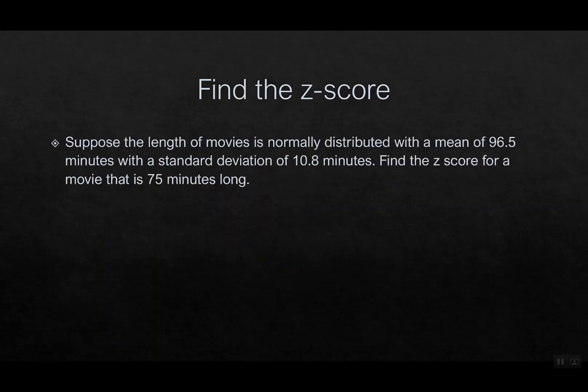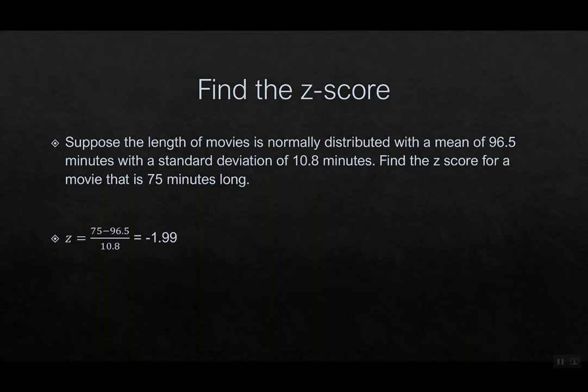Suppose the length of a movie is normally distributed with a mean of 96.5 minutes with a standard deviation of 10.8 minutes. Let's find the z-score for a movie that is 75 minutes long. At this point, I'd really like you to stop the video, do the calculation, find the z-score, then rejoin the video to make sure that you're getting this correct.